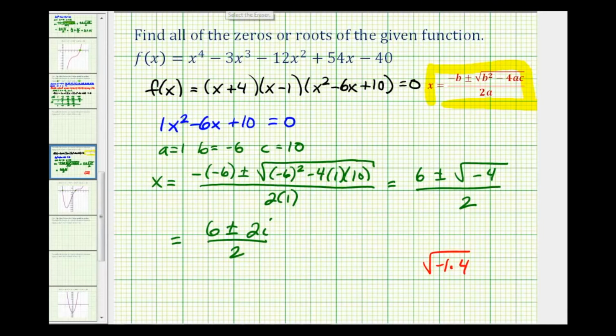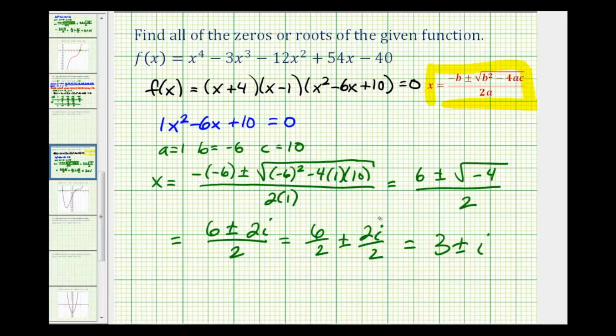And again, we need to be careful when simplifying here. We cannot simplify just the 6 and the 2 here, because we cannot simplify across addition or subtraction. My suggestion is to break this up into two fractions. We have 6 over 2 plus or minus 2i over 2, which would just give us 3 plus or minus i. These are our two remaining zeros, and again, notice how we have two complex zeros.